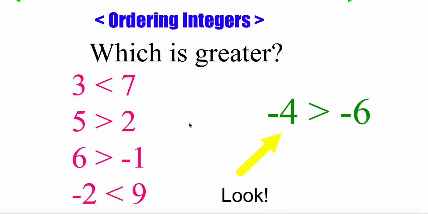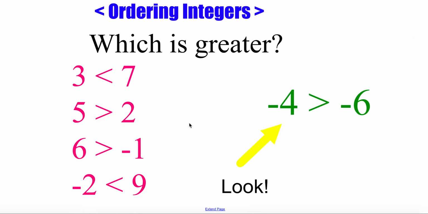3 is less than 7. 5 is greater than 2. 6 is greater than negative 1. And negative 2 is less than 9. Now take a look at this. Negative 4 is greater than negative 6.